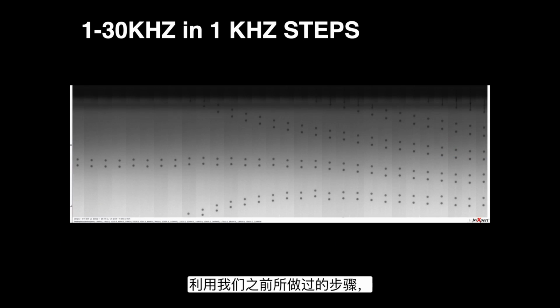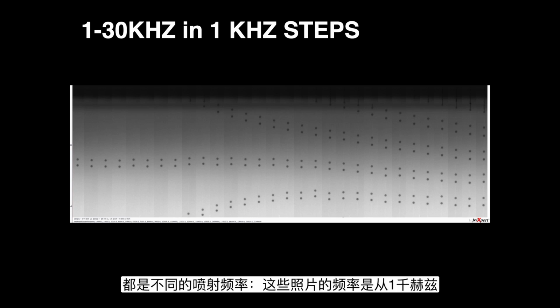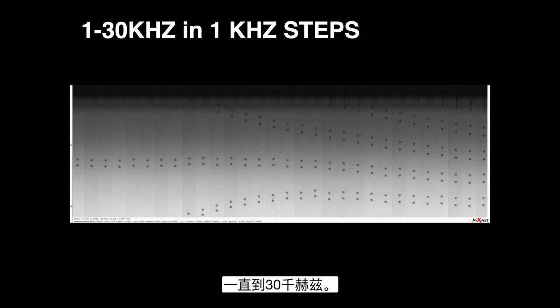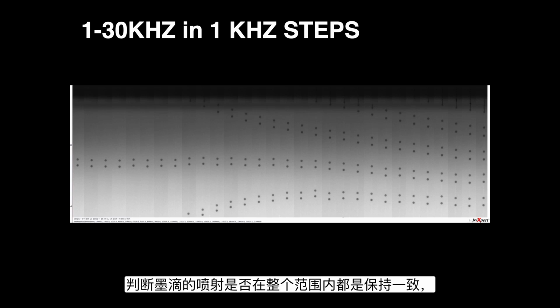Using the same process that we did before with the GIS drive electronics, automatically changing the voltage or the pulse width, we're also able to change the jetting frequency. So in this image, each slice is a different frequency. This slice is 1 kilohertz jetting, all the way up to 30 kilohertz. What we're looking for is to determine if the jetting is consistent across this entire range.